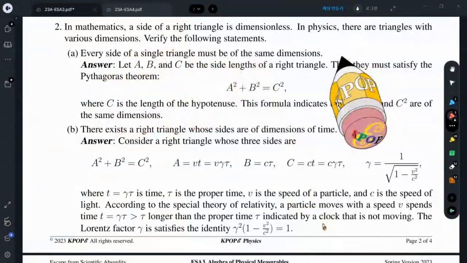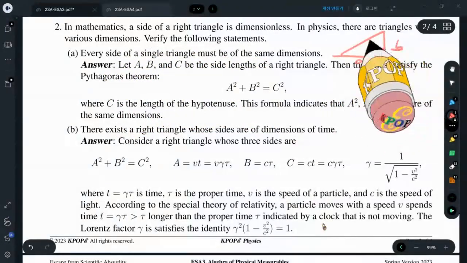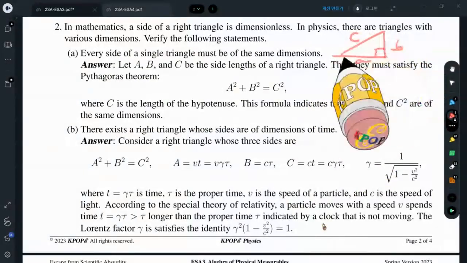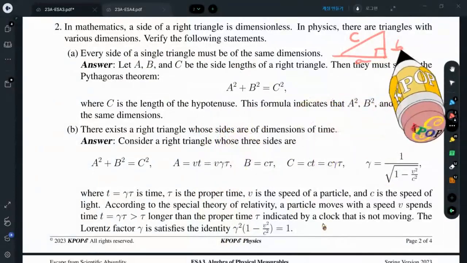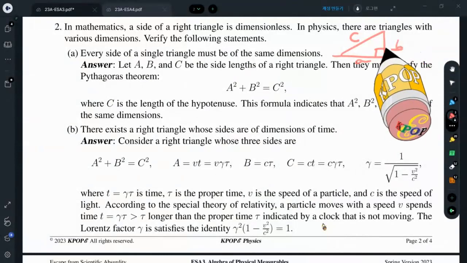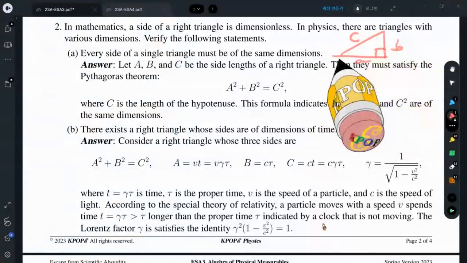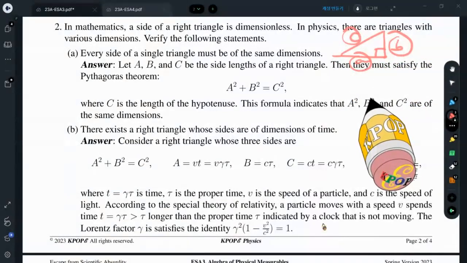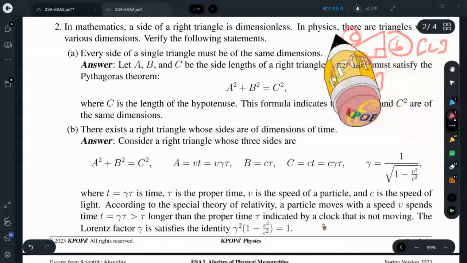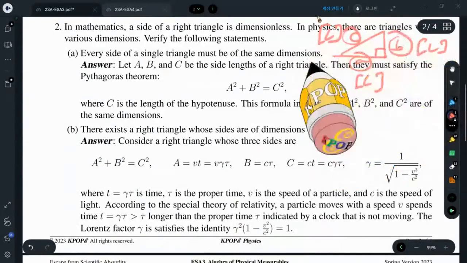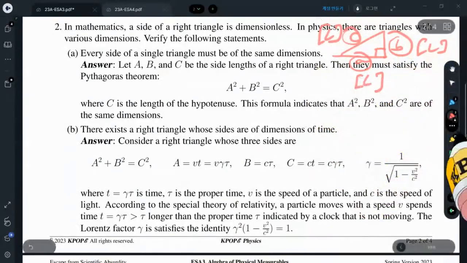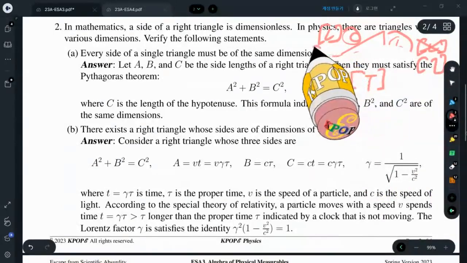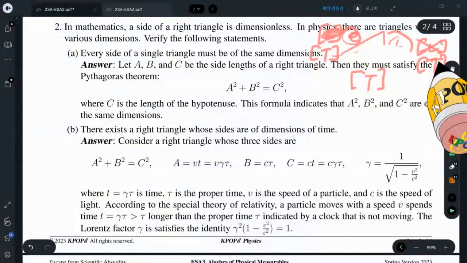In mathematics, a side of a right triangle is dimensionless. A, B, C, right triangle. Then we have the sum of squares is the same as the square of the hypotenuse. That's fine. We don't have to worry about the dimensions in mathematics. However, what happens if you find such a triangle in physics, then all three sides must be of the same physical dimensions. If it has a length, then everything must carry dimensions of length. If a single side is of dimensions of time, then everything should be of dimensions of time, something like that.